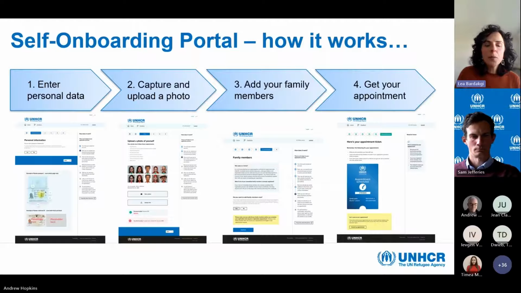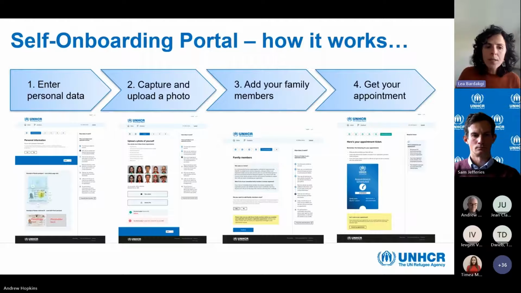So this is for persons who we don't know yet. They're not registered with UNHCR. They can go on a website online, enter their personal data, so all of biodata information, submit their ID documents if they have them, capture a selfie of themselves, upload this photo, and they can do the same for all of their family members. And at the end of this process, they submit the application and get an appointment to come in person to UNHCR.